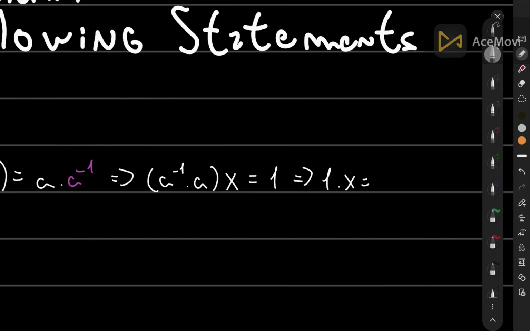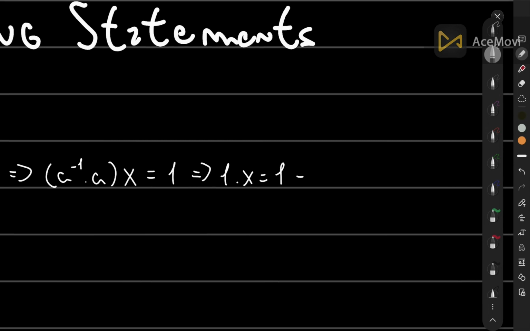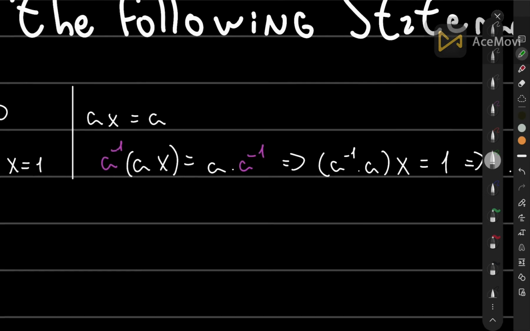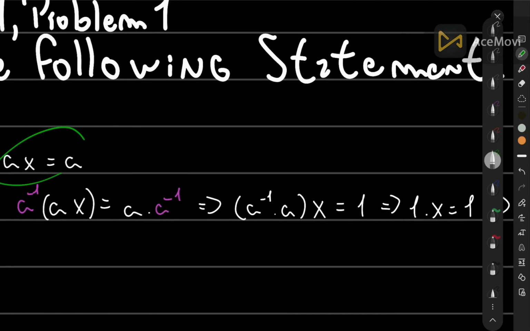times x. Everything times 1 is itself, so x equals 1. And that's our answer. We started right here and we ended up right here. So that's the first one.